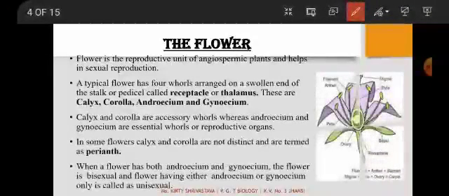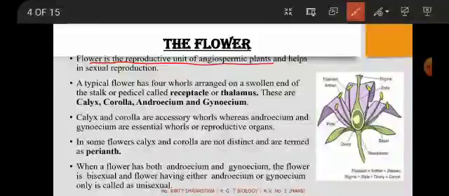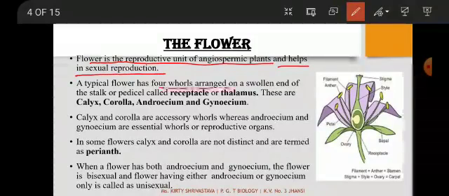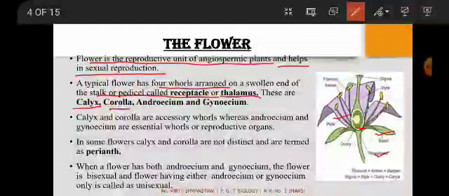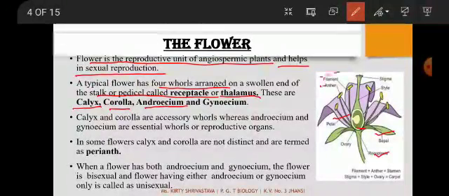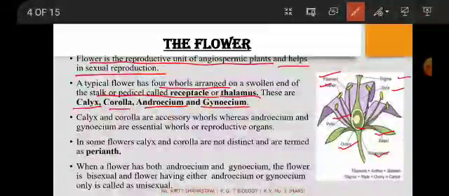Flower is the reproductive unit of an angiospermic plant and helps in carrying out sexual reproduction. A typical flower has 4 whorls arranged on the swollen end of the stalk or a pedicel called the receptacle or the thalamus. These 4 whorls are calyx, which is made up of sepals, the corolla, which is made up of petals, Androecium, which is made up of stamens, which in turn are made up of anther and the filament, and Gynoecium, made up of ovary, style and stigma.